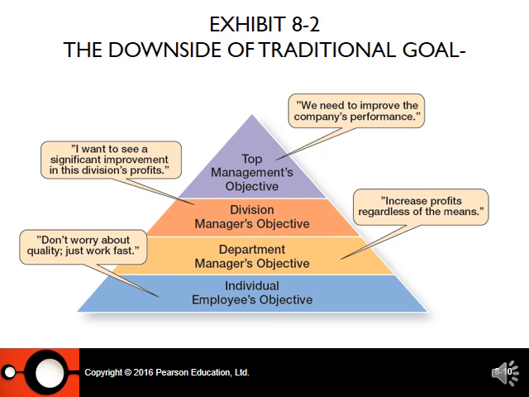And then the first line managers understood increasing profits by whatever means as, don't worry about the quality, just work fast. So even though top managers were talking about improving performance, the lowest levels understood that improving performance would mean just work fast and ignore quality. And of course, this was not the intention of top management.